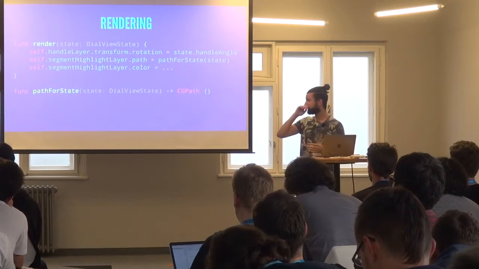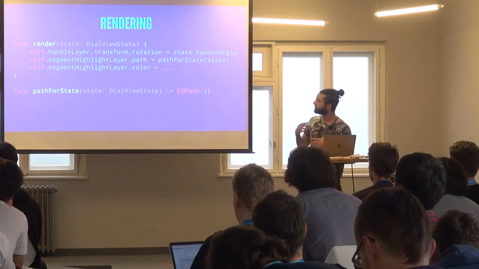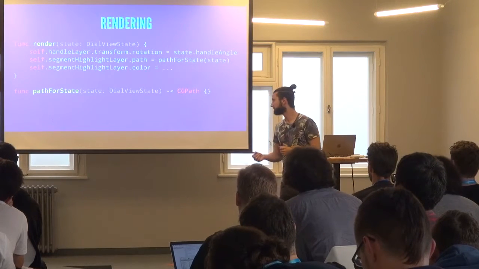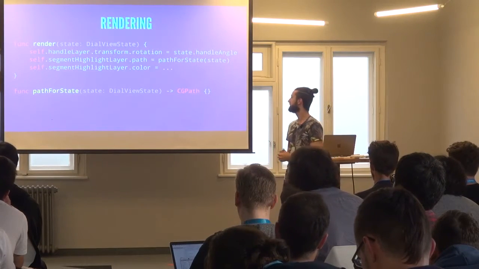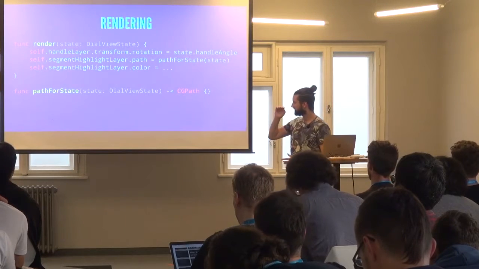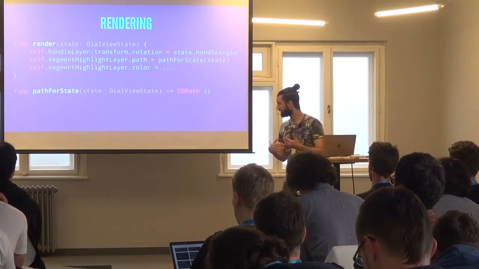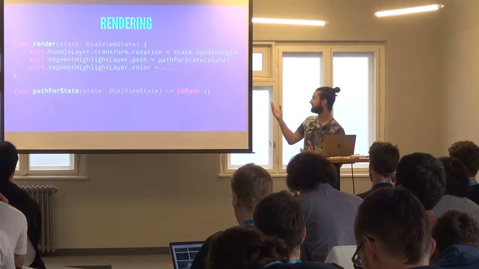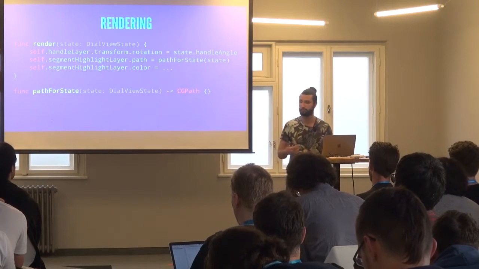So a little bit on rendering. I won't go too much into that, and I gave a little bit of CA layer code. The handle layer will just get a transform, as I mentioned earlier, and that we can get directly from the handle angle if we give it to it in radians.